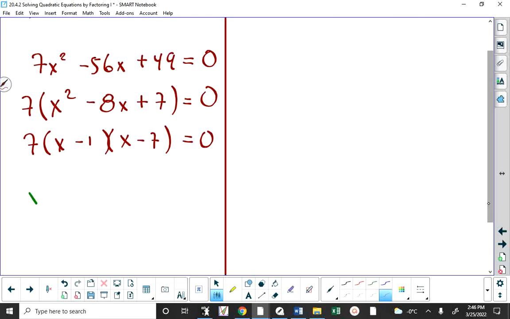That means that x minus 1 equals 0 and x minus 7 equals 0. So we solve each of these and we get 1 and 7. Any questions with that one? Because there very often is a question that somebody wants to ask about this.